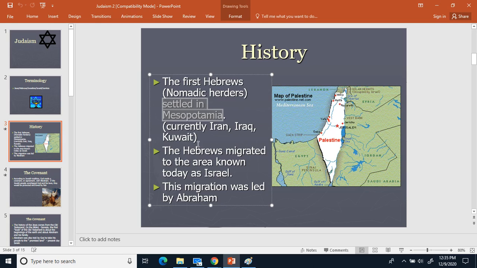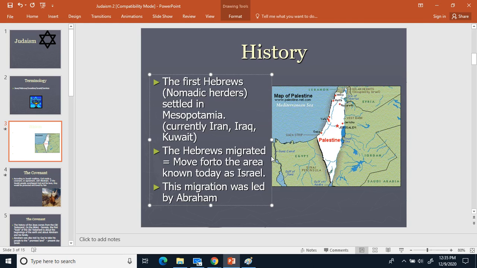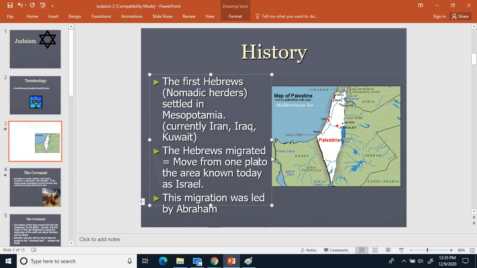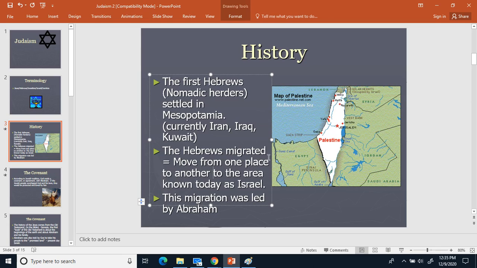Now eventually I said they migrated. Migrated means they left from one area and moved to a new area. That's what migration means. So it means to move from one place to another. Let's write that down so you guys don't get confused. I'm going to make a three and write down the word migrated. So three, migrated. And then after three, migrated, go ahead and write down move from one place to another.